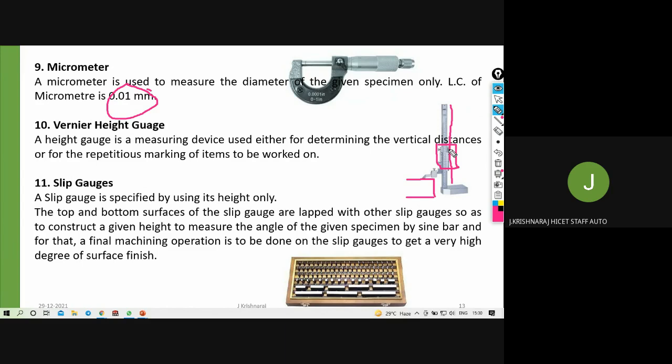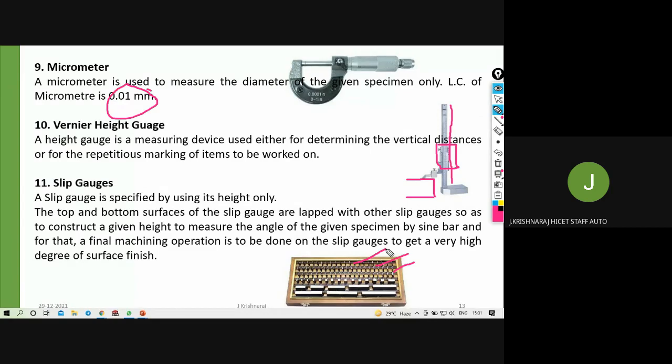Not only height, you can also use them to set the gauges. The slip gauges are lapped with each other. In most cases they are used with sine bars. Different sizes of slip gauges are there, and by placing these sizes together, that is the included part. So it is a kind of indirect method of inspection.